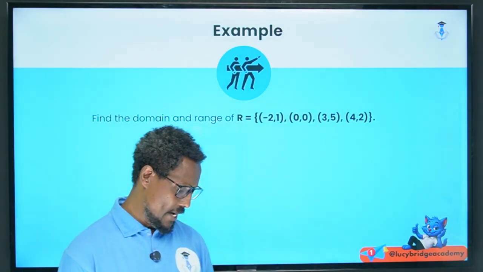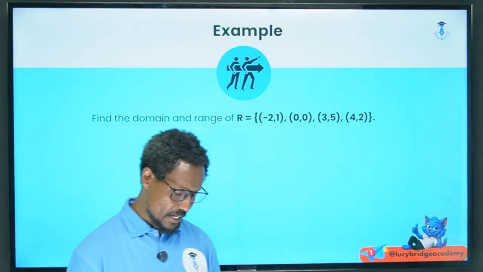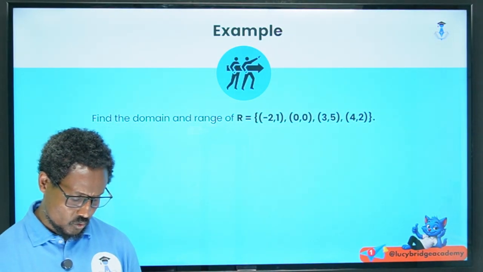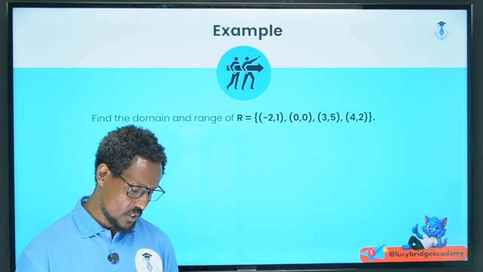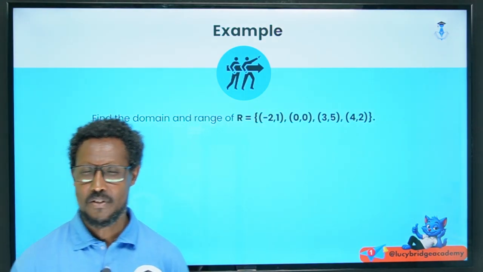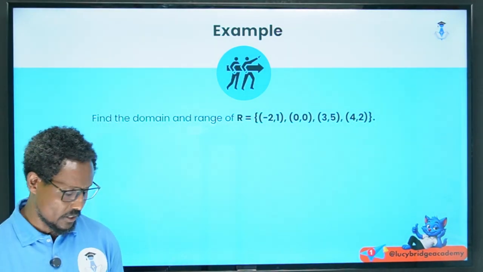Okay, find the domain and range of a given relation R = {(-2, 1), (0, 0), (3, 5), (4, 2)}. First, is it a function? Yes, it is a function. The first components -2, 0, 3, 4 are all different. Therefore, it is a function.